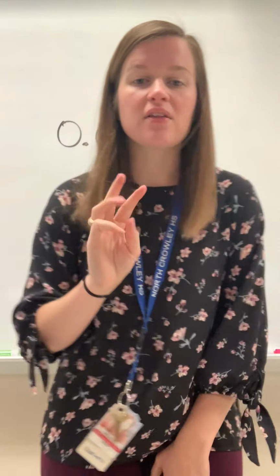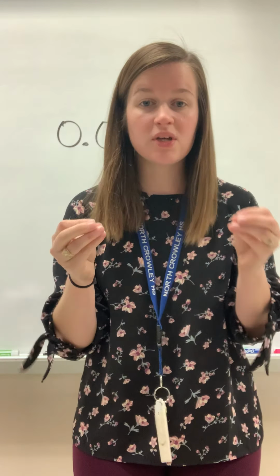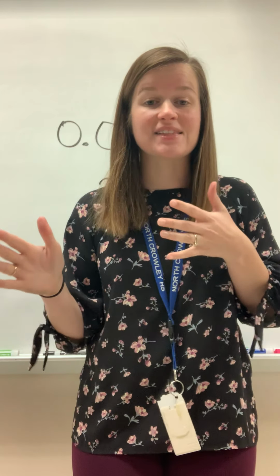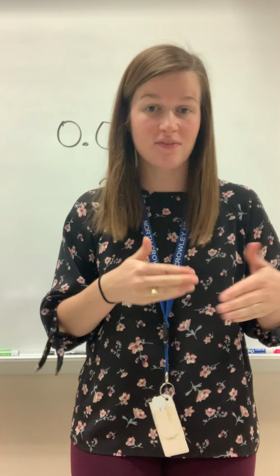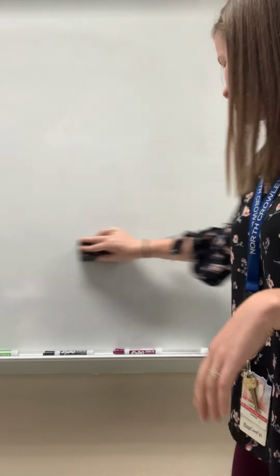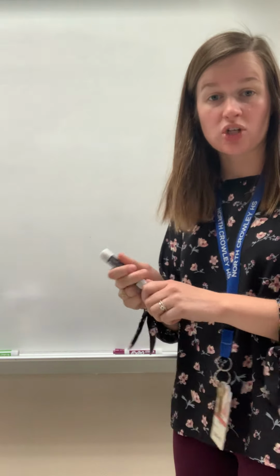So we've covered 2 out of the 3 zero rules. Sandwiched zeros always count. Leading zeros never count. And now we have the one that's a little bit more confusing, and that's ending zeros. That's zeros that come at the end of the number. And we can write them with decimals and without decimals. So I'm going to show you what that looks like.